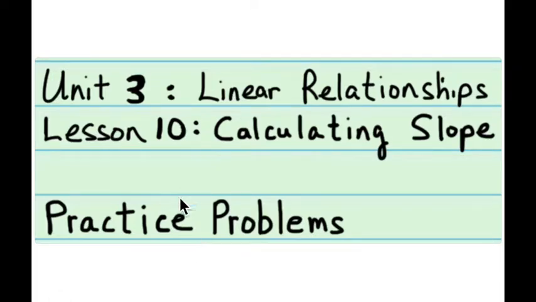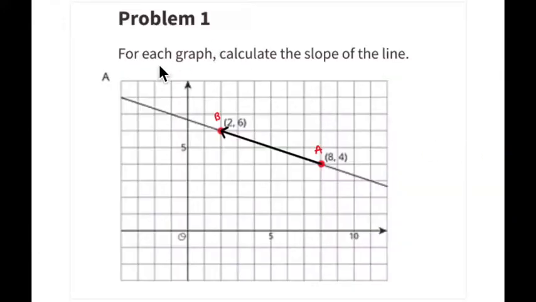These are the practice problems for lesson 10, calculating slope. And for problem number 1, there are 3 parts. Each of the parts has the graph of a line, and you are supposed to find the slope of that line. You're supposed to calculate the slope of that line.